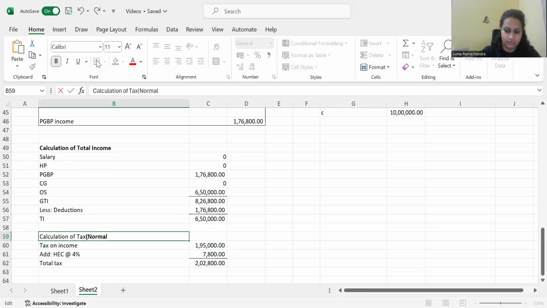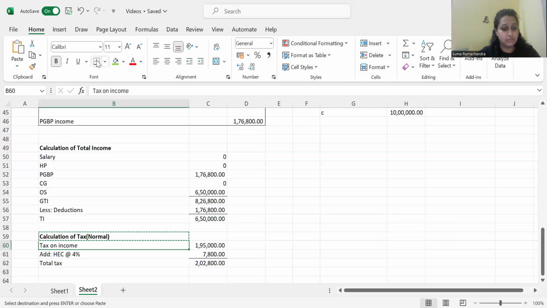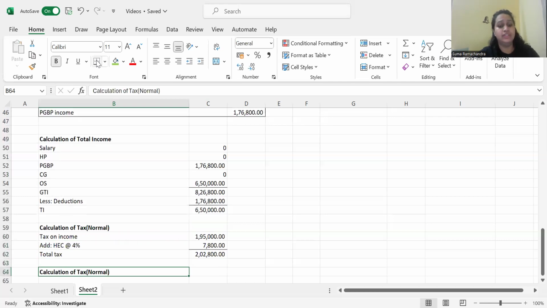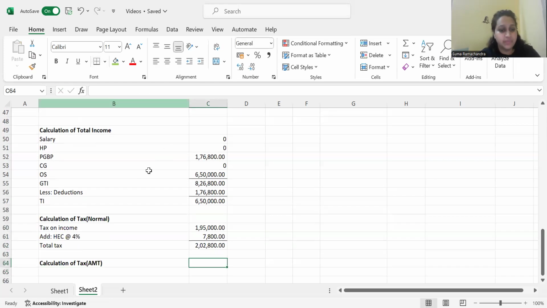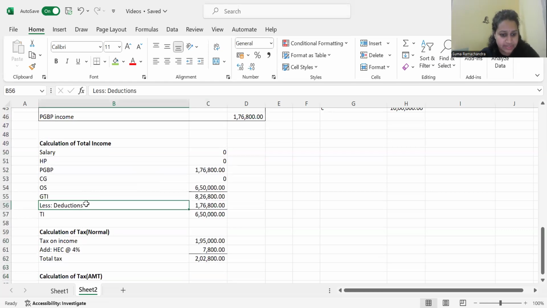Okay, once I do this normal calculation, when do I calculate AMT as well? There is something called alternative minimum tax. When will this AMT section be applicable? It will be applicable only if I've taken deduction under section 80IB. Now, in my equation, I've taken deduction under section 80IB.